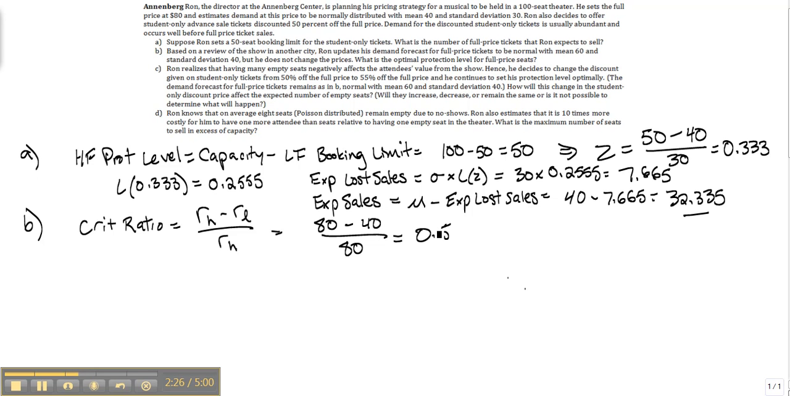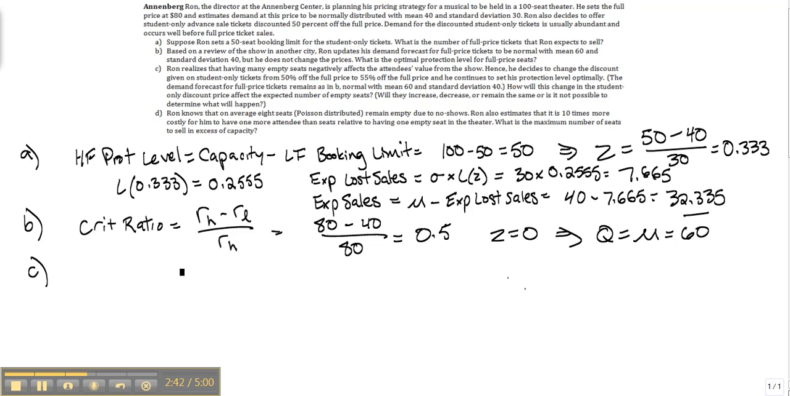We know that a probability of 50% corresponds to a z-value equal to 0, and therefore the quantity formula simplifies to simply quantity is equal to the mean forecast, which in this case we know is now 60.